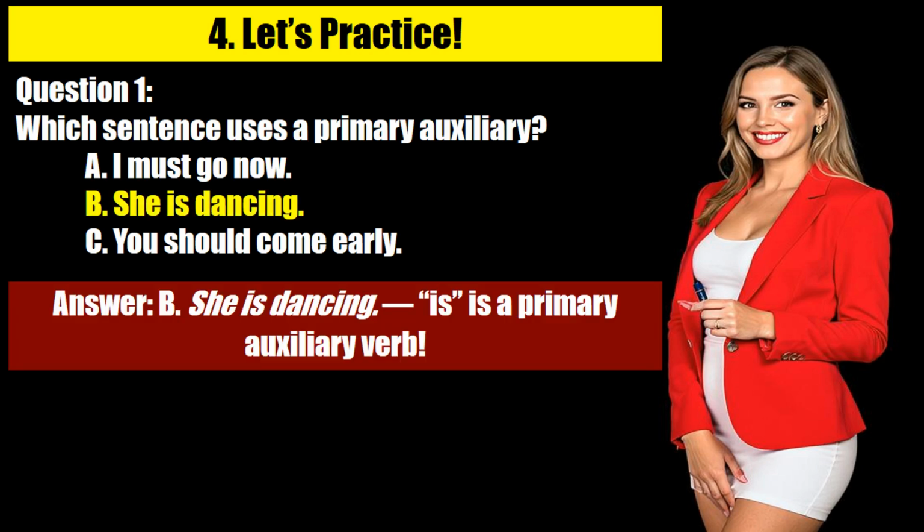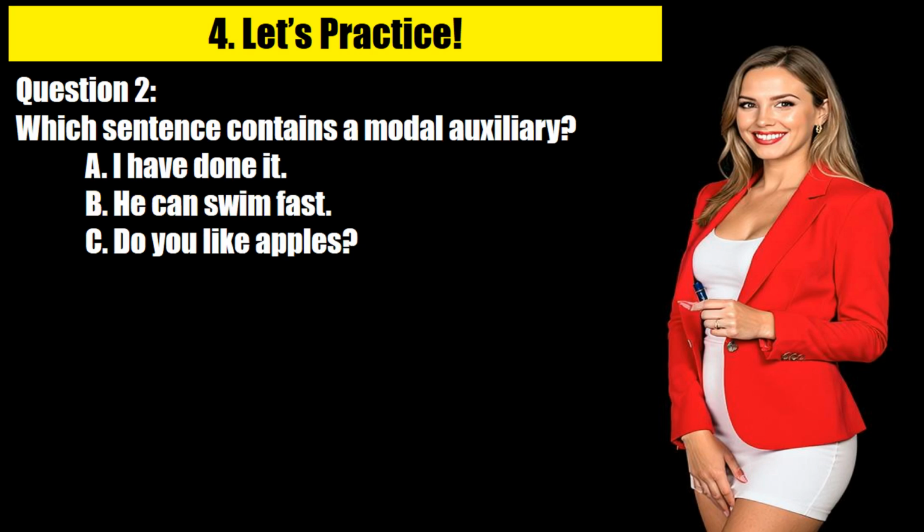Answer B. She is dancing. Is a primary auxiliary verb. Question 2. Which sentence contains a modal auxiliary? A. I have done it. B. He can swim fast. C. Do you like apples?